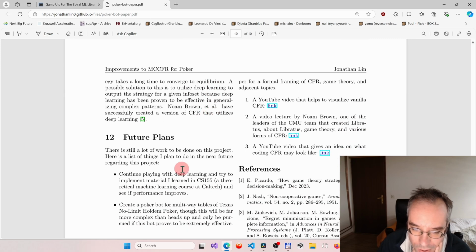Continue playing with deep learning and try to implement material and read in CS155.